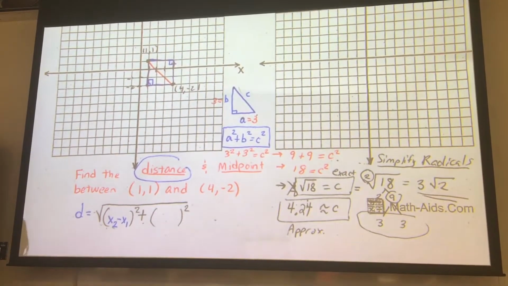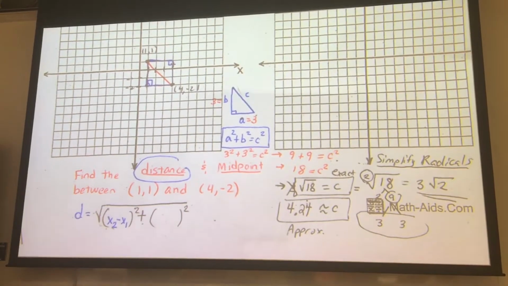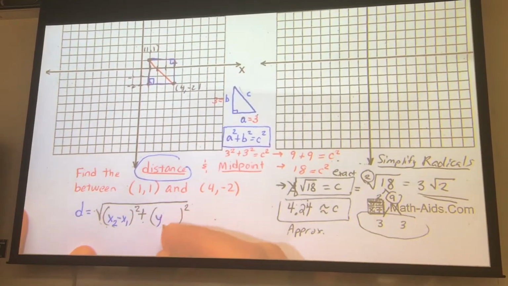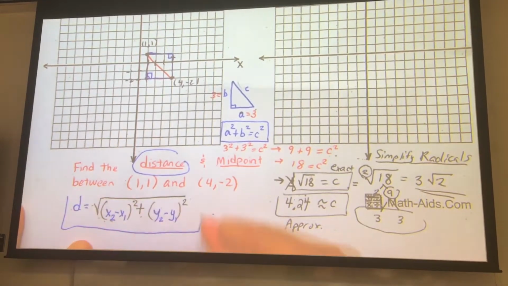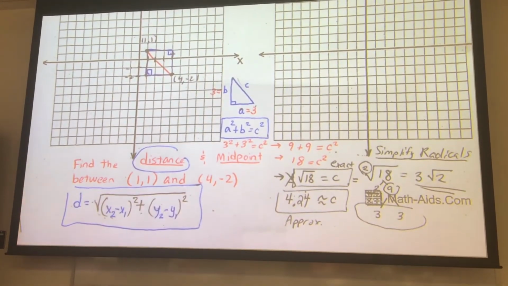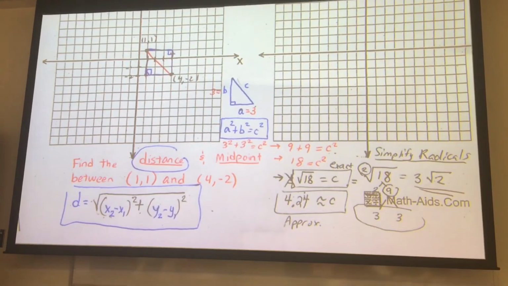Similarly, to get the distance that you traveled in the vertical direction, we'd subtract our y values: y2 minus y1. So this is the formula, but now I hope you understand where it comes from. It comes from the Pythagorean theorem.